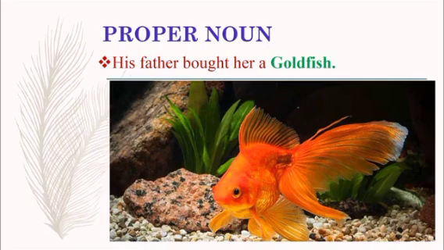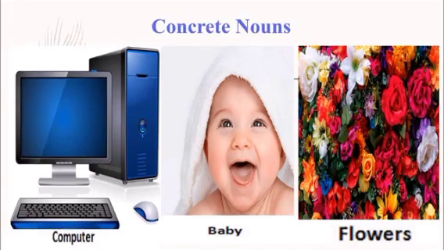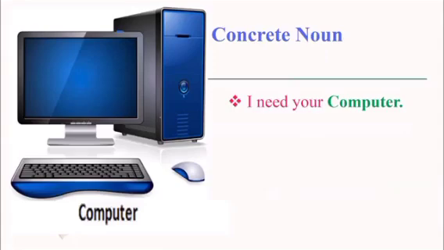Students, now look at these pictures. Here we can see computer, baby and flowers, right? These pictures are from which category? Yes, very good students. These pictures denote concrete nouns. Students, now we are going to frame a sentence for each picture. Here we can see computer, right? Now let's frame a sentence. I need your computer. In this sentence, computer is a concrete noun.